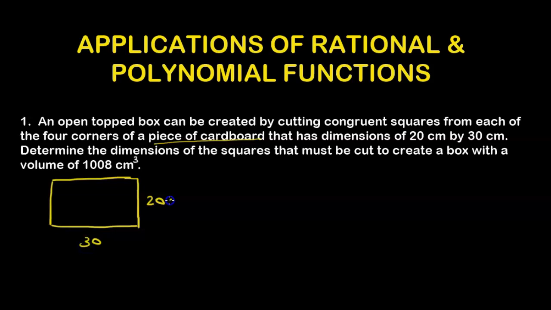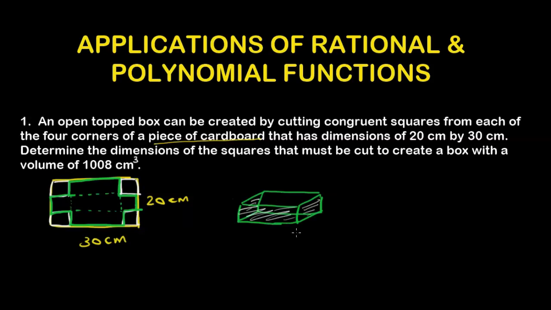This is in centimeters. After we cut four congruent corner squares, we would be left with this green colored shape of the cardboard. When we fold this cardboard around these imaginary lines, we would be able to turn it into an open-topped box. And this is how the box is going to look. Now the dimensions of this box, for which we are given the volume, because they have mentioned that a box is created with a volume of 1008 centimeter cube. So the volume of this box is equal to 1008 centimeter cube.